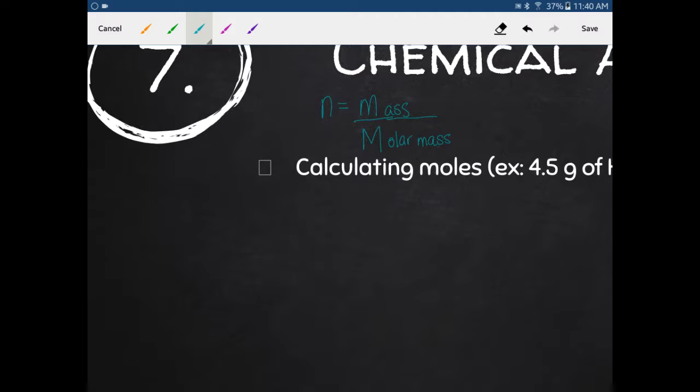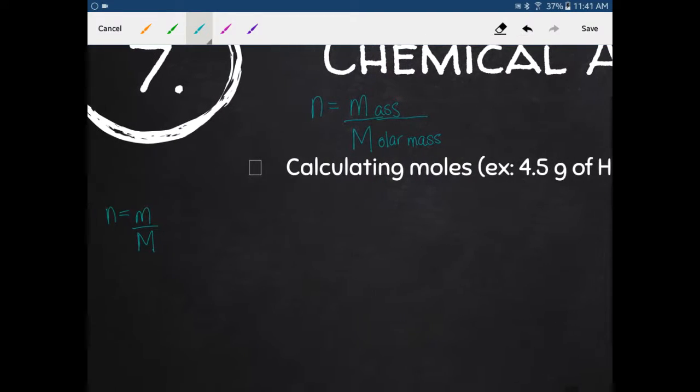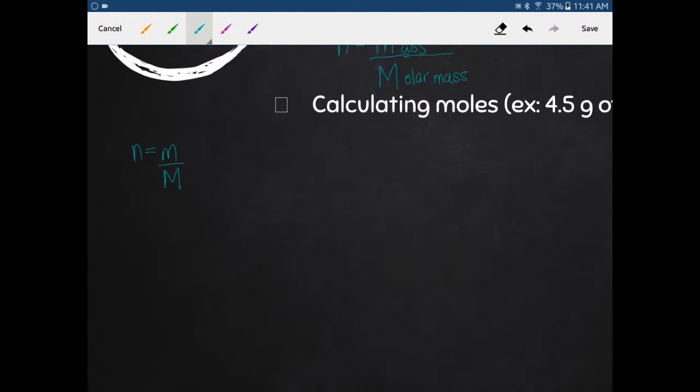All right, so when we take a look at our moles, I always like to jot down my formula on the side, just so I have it handy and fresh in my mind as to what I'm doing. I also always like to write down the variables that I'm given. So I have 4.5 grams of H2O.